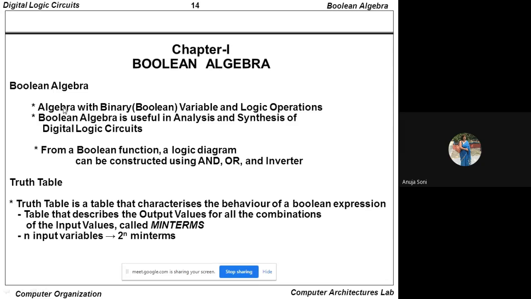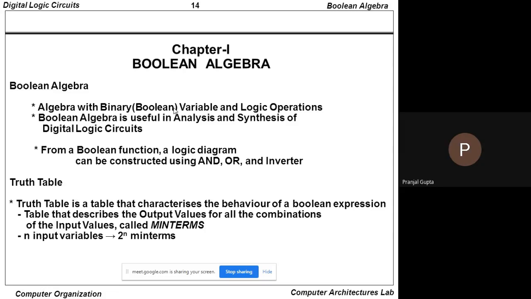So here the algebraic equations consist of a number of variables. Those will be specifically your Boolean variables, meaning they will be accepting the values 0 or 1, and that ultimately will be generating your final value.